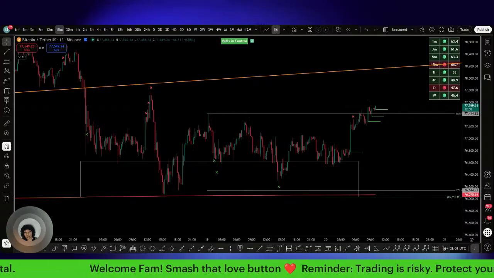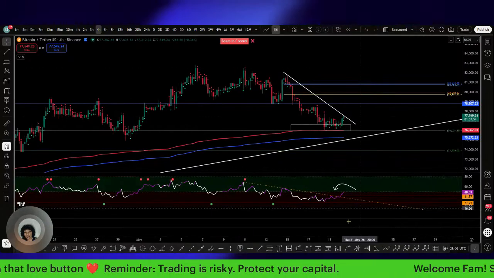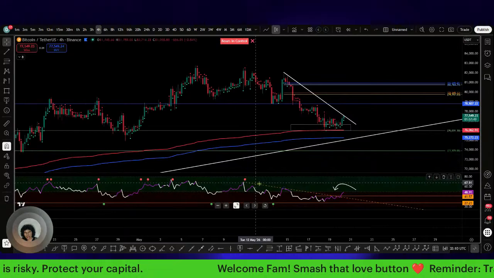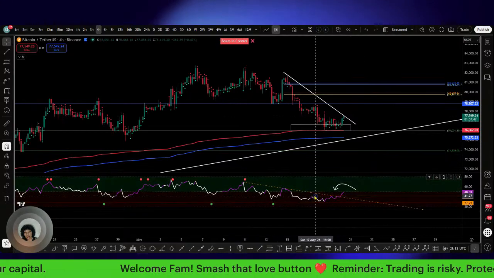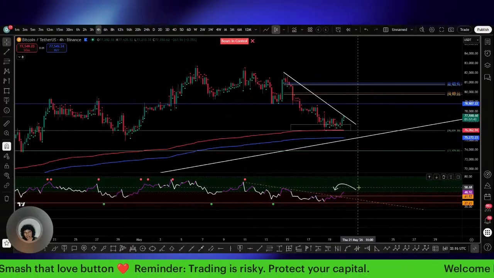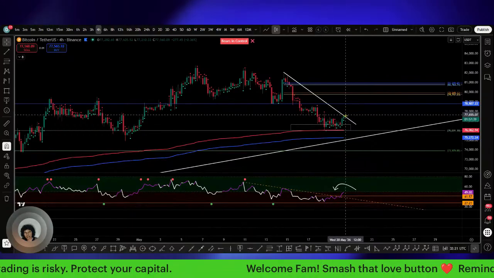So we'll take a look back at our 4 hour from yesterday here, real quick. You can see right here, yesterday we were below our regression line right here. We were also below our horizontal line right here, and we got the breakup right here. So we just pushed into this trend line right here.